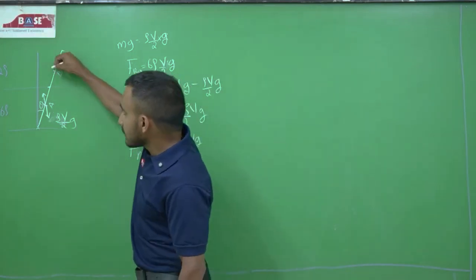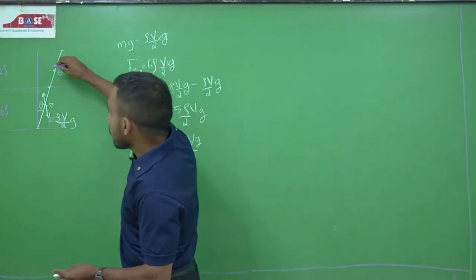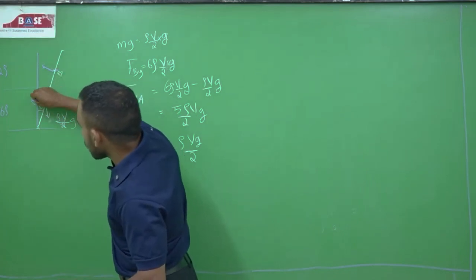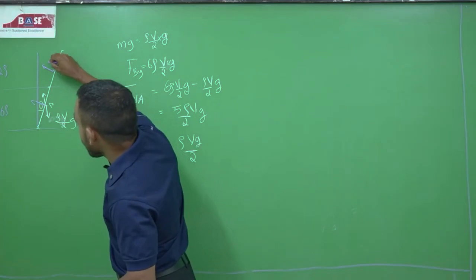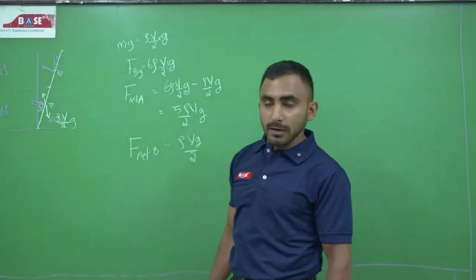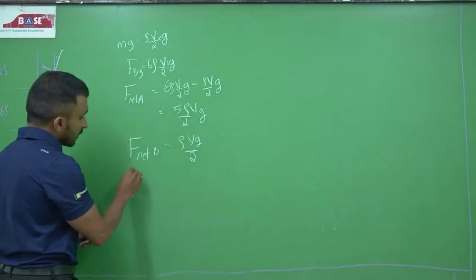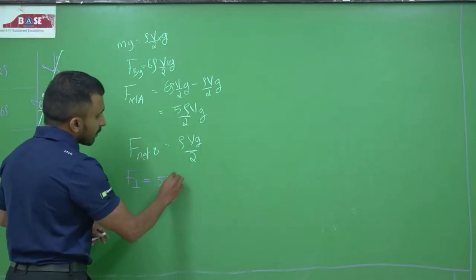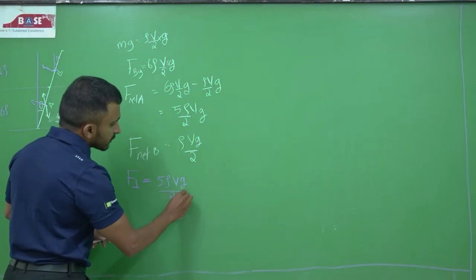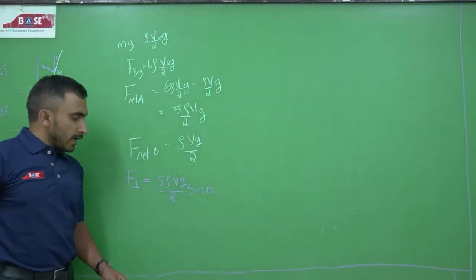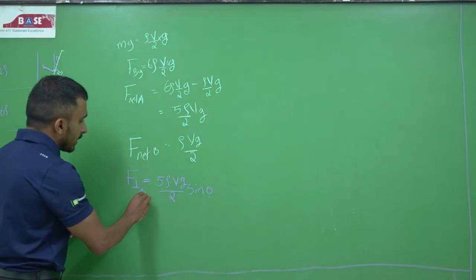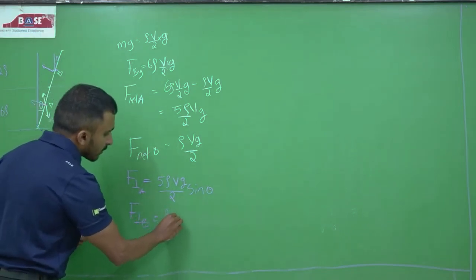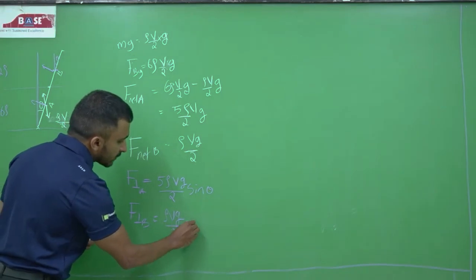But this force will be exactly in the upward direction. What we are going to do is resolve the force perpendicular to and along the direction of the rod. There will be a theta, and the perpendicular component at A will be 5 rho V g by 2 sine theta, and the perpendicular component at B will be rho V g by 2 into sine theta.